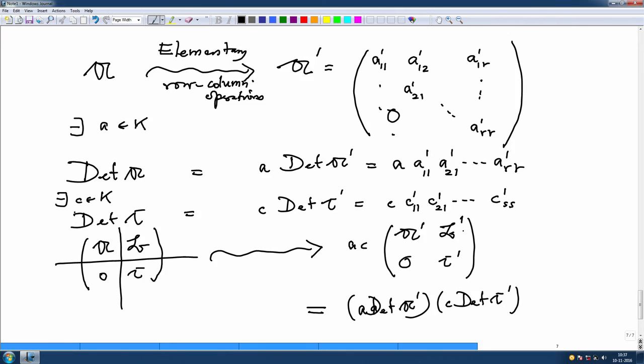So the determinant of this is this, and then we just now proved that this determinant is equal to this determinant, and therefore this is nothing but the determinant of this. So this proves the theorem.